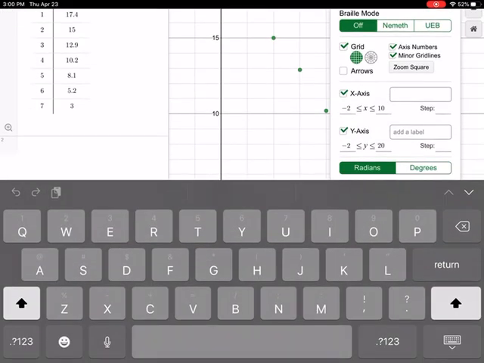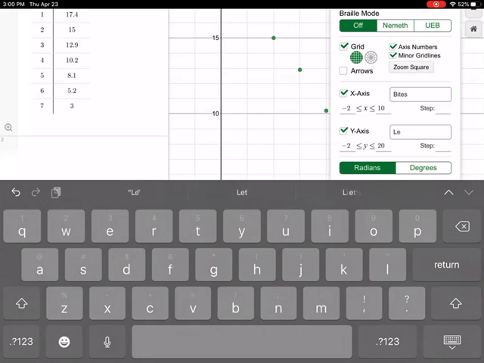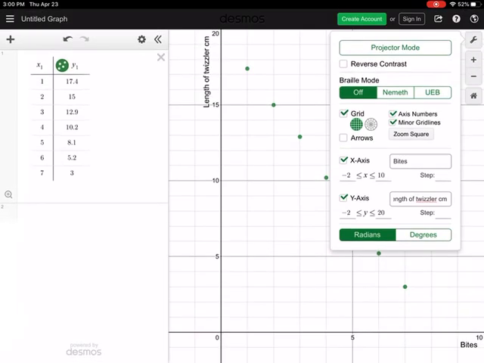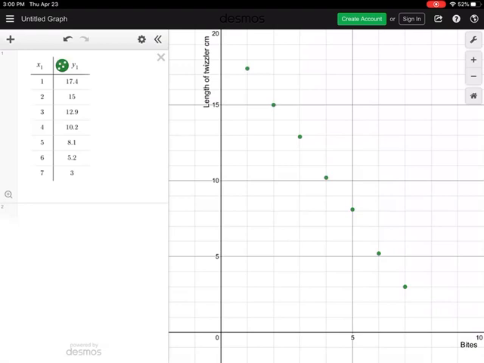Okay. And let's add a label. So the x-axis label is number of bites. And the y-axis is length of Twizzler. Oh, it's auto-correcting. Length of Twizzler in centimeters. And then don't worry about anything else there. So there's your line. So it looks pretty linear. If you look closely, it's not perfect.